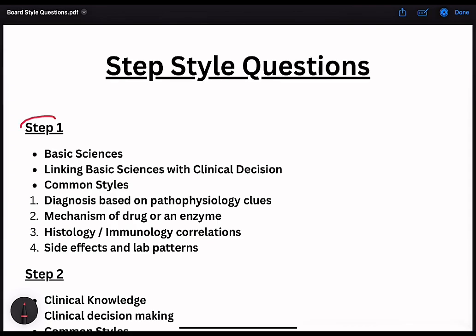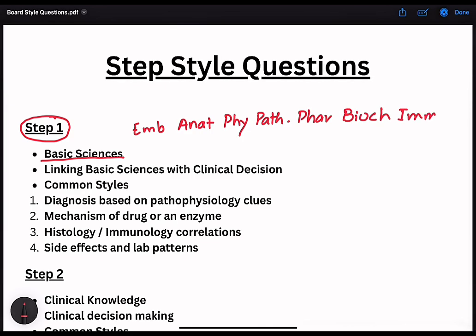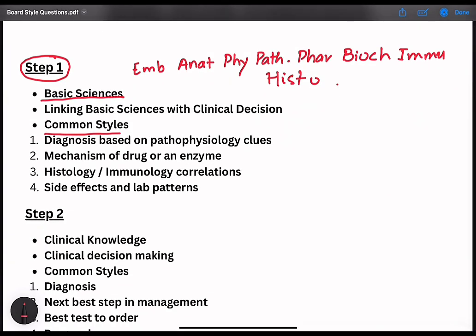First of all, Step 1. Step 1 basically deals with your basic sciences. It includes topics like embryology, anatomy, physiology, pathology, pharmacology, biochem, immunology, histology, etc. The main theme of Step 1 style questions is to link your basic sciences with clinical decisions or real life scenarios. So, the common style questions asked on your Step 1 exam are to make a diagnosis based on pathophysiology clues, mechanism of a drug or an enzyme, histology or immunology correlations, side effects, and lab patterns.